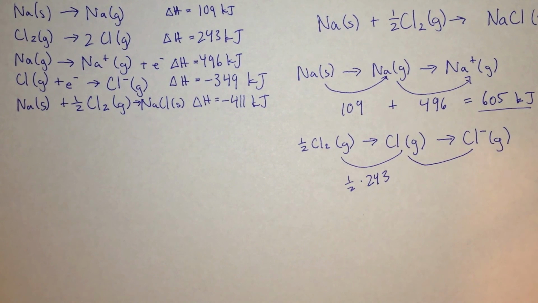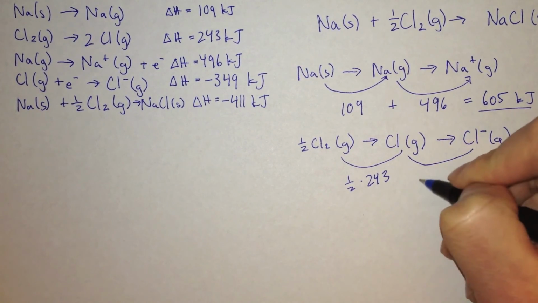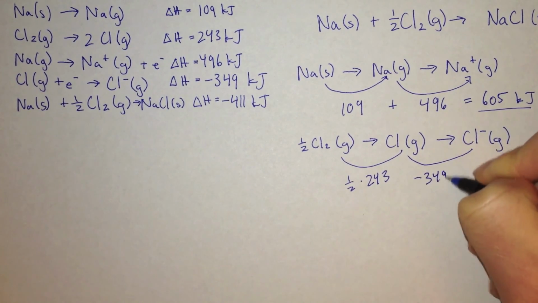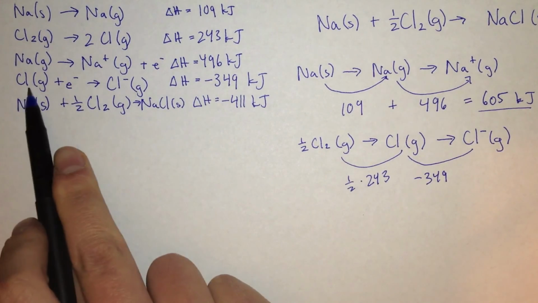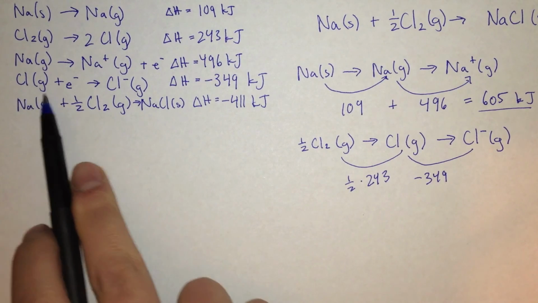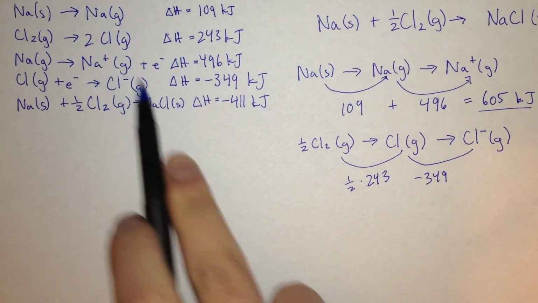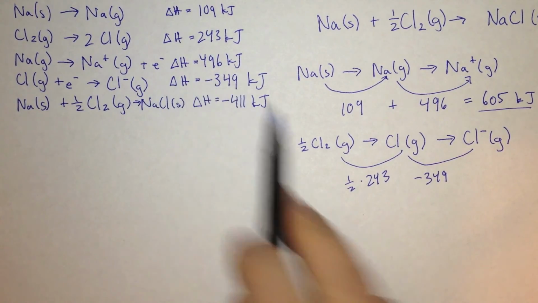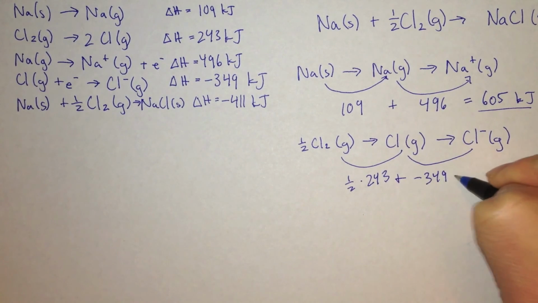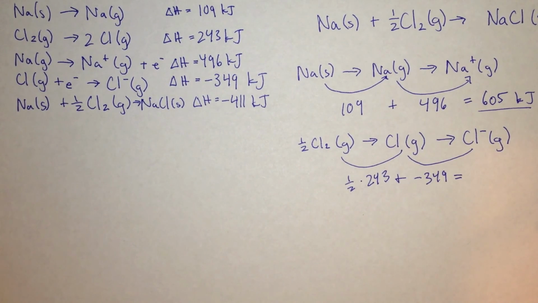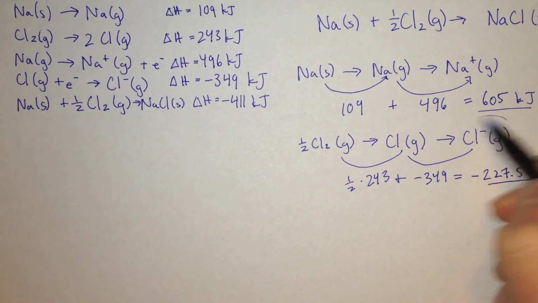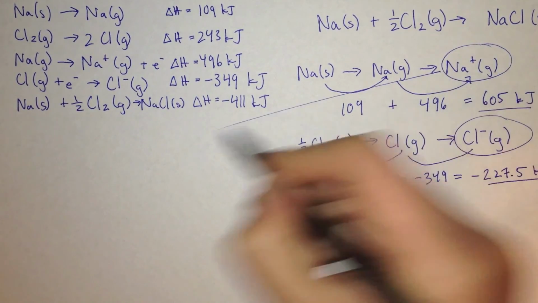And going from chlorine to a chlorine ion, the energy is negative 349 kilojoules. That came from here. So chlorine, and we gave it 1 electron, and it became Cl minus. And then we just add these up again, and the sum for this process is negative 227.5 kilojoules.